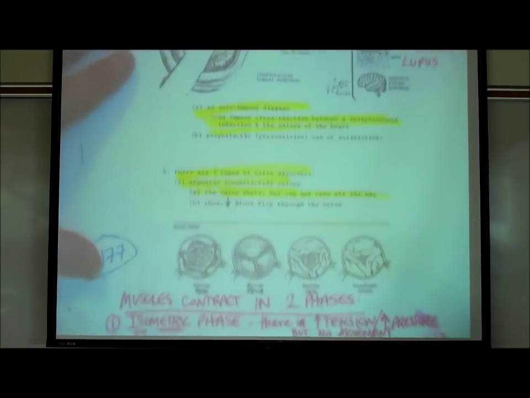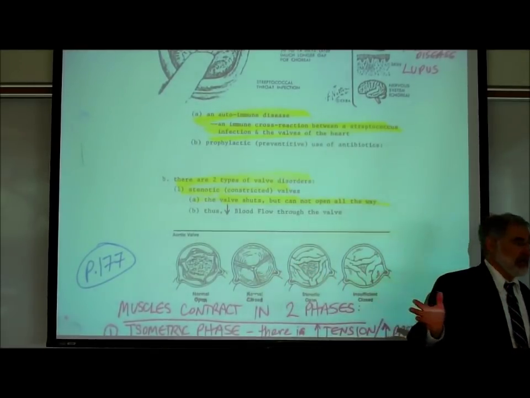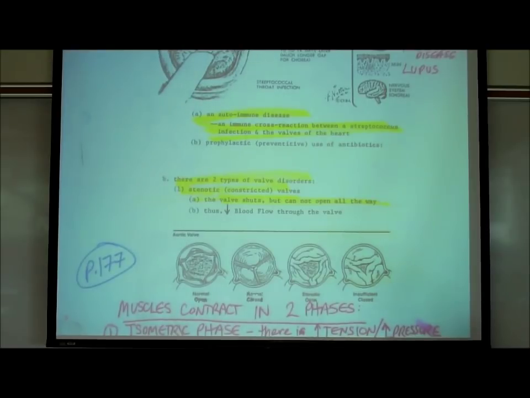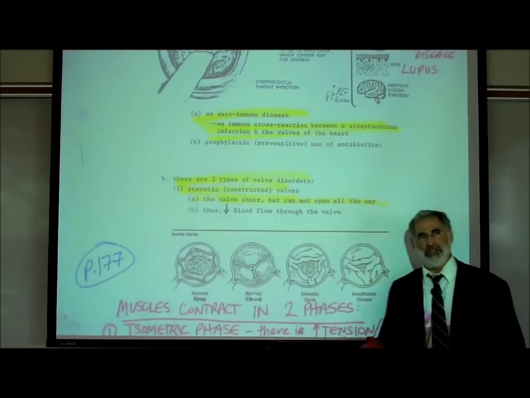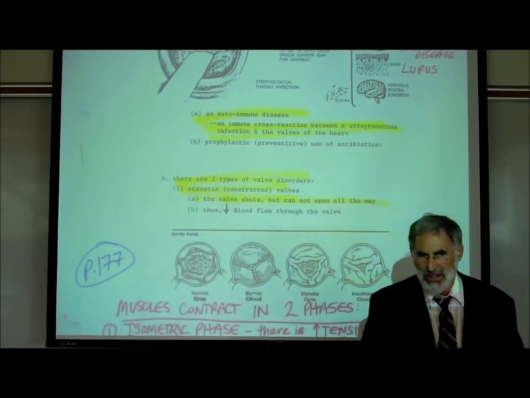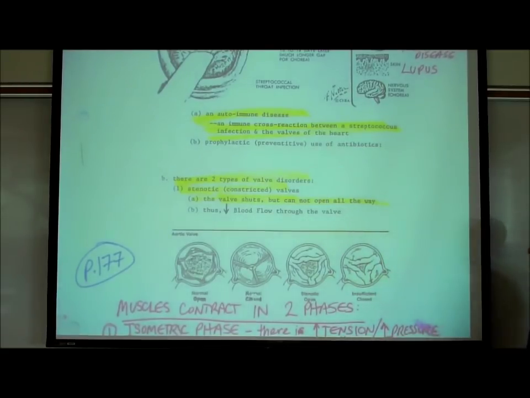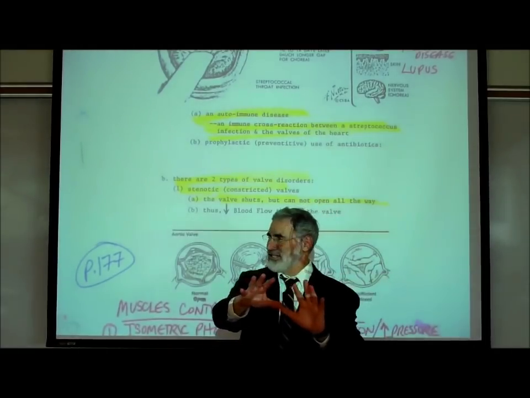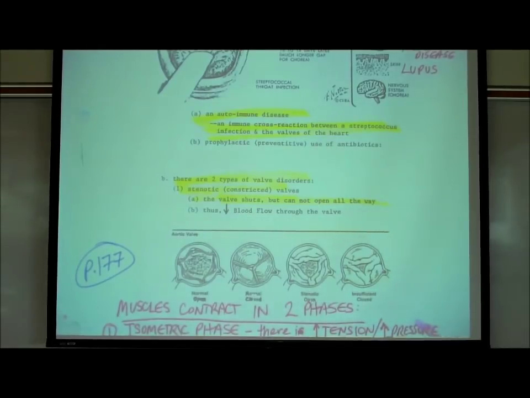Now, there are two types of valve problems. Any of the four valves can have a problem. Could be one of the four, could be all four. The valve is described as either being stenotic or insufficient. And I think the best way that I can try to explain this is the following way. I've got a camera here, so I'm trying to stay in front of the camera. Here, you can make out a door over here. All right, here's a door.